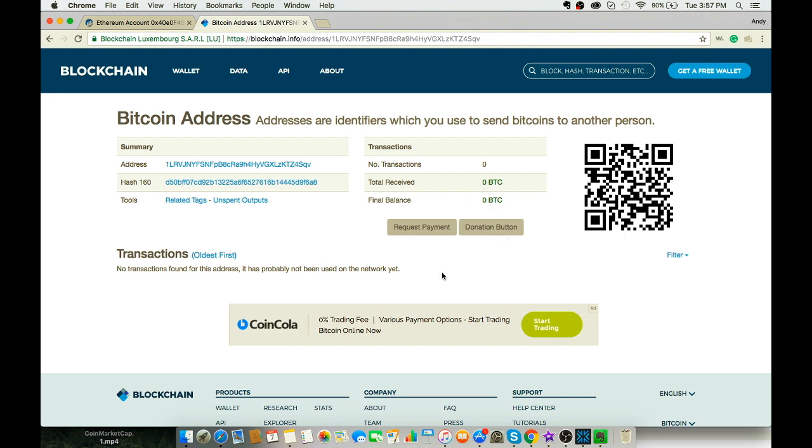So when you're sending or receiving funds through Bitcoin or Ethereum, you can use these two tools, these two websites, to track what's happening and where the transactions are and when they're going to be confirmed, how many confirmations they've received or confirmations they haven't received, and the status of your transactions as you're sending these currencies.